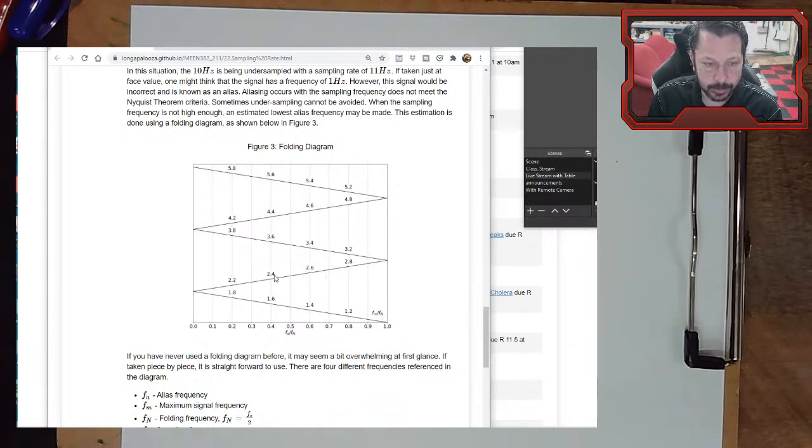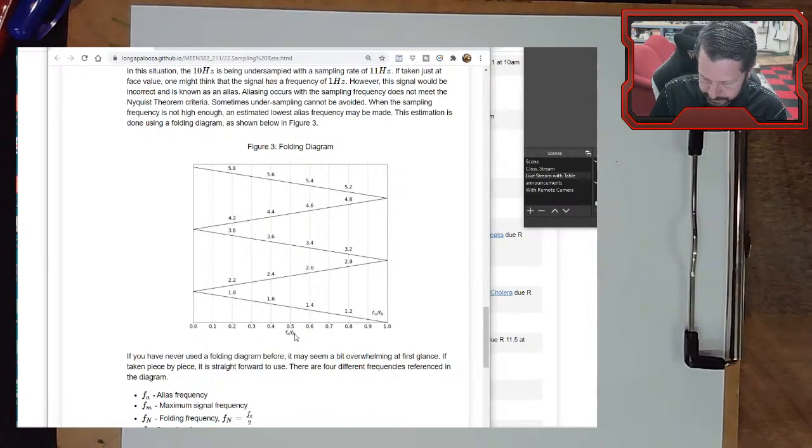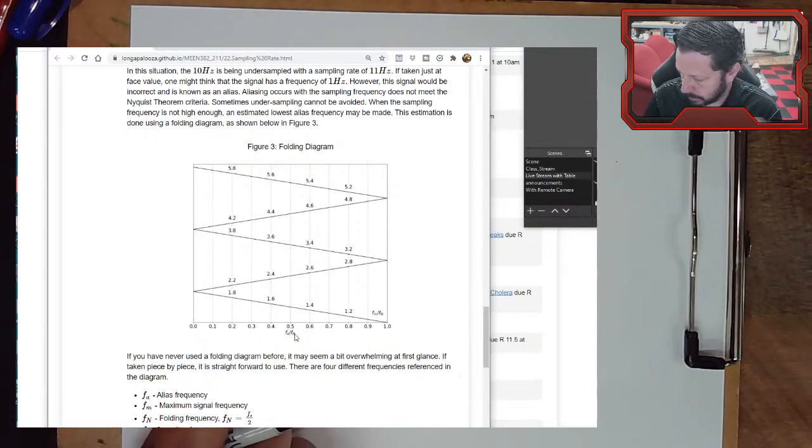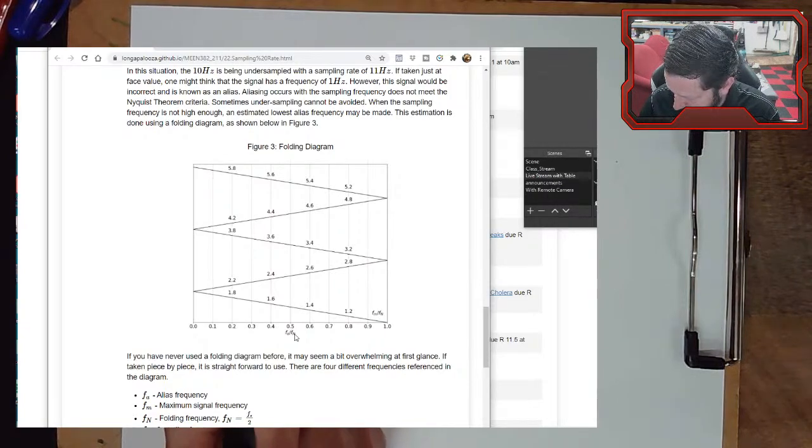So I went up to 3.3 and came down to 0.7. And 0.7 equals the alias divided by folding frequency. So my folding frequency was 3. So 0.7 times the folding frequency of 3 is an alias of 2.1 hertz.